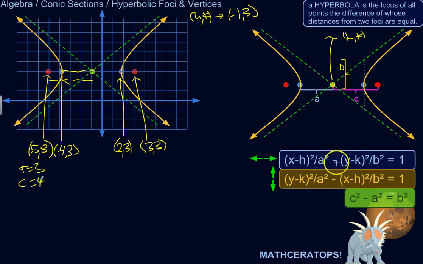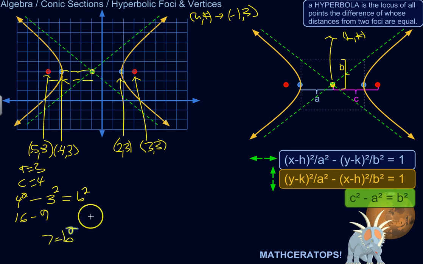Alright, but c is not part of the standard equation, but we can calculate. What we really need is a and b. We've got a and c, but we can use this formula to figure out what b is. This is the relationship: c squared minus a squared equals b squared. So c squared is 4 squared minus 3 squared is equal to b squared. So 4 squared is 16. 3 squared is 9. So 16 minus 9 is 7. So 7 equals b squared.